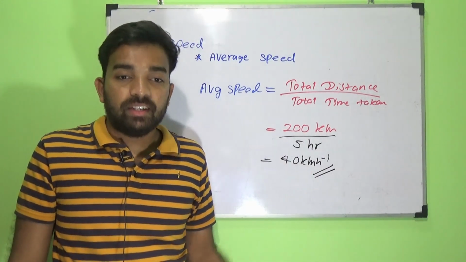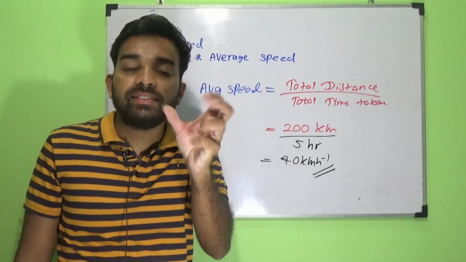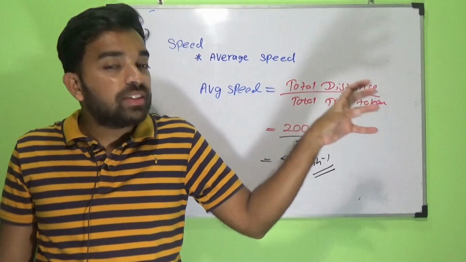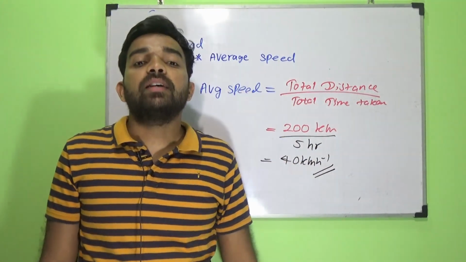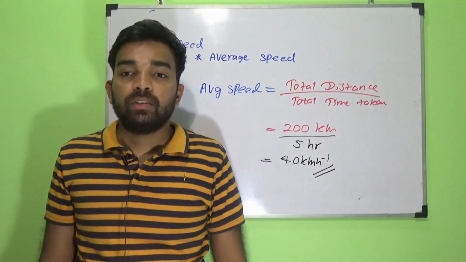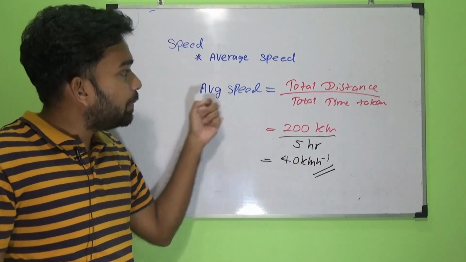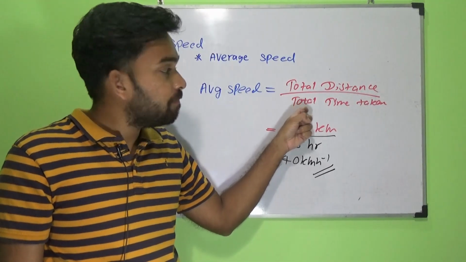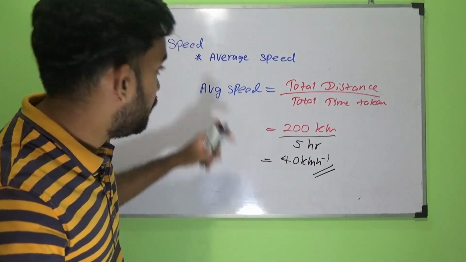Understood? Even in school, when you write your exams, you get your class average. That means how many marks you got for every subject divided by the number of subjects that you have. So this is the average speed. Average speed means total distance divided by total time taken. Alright, so this is about speed, average speed.